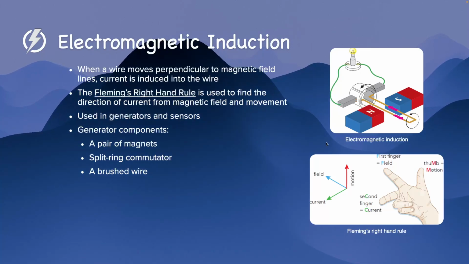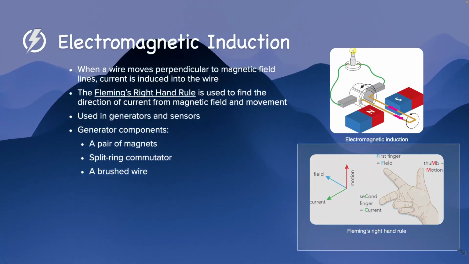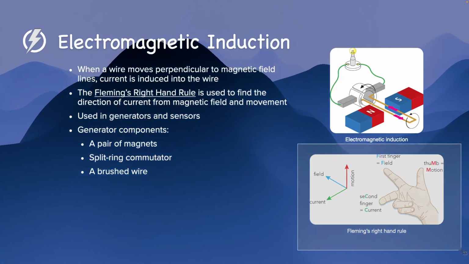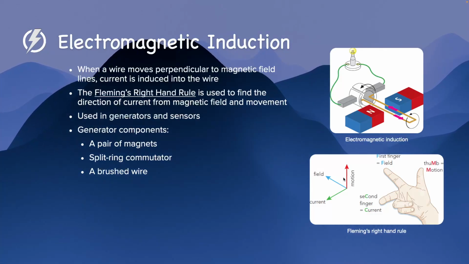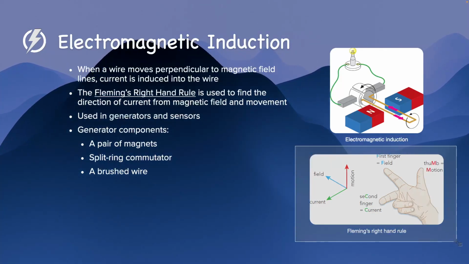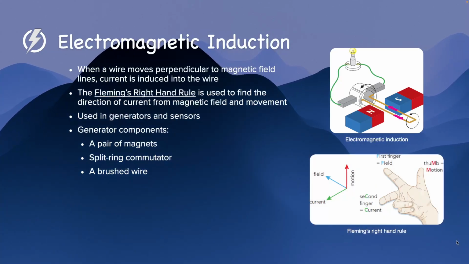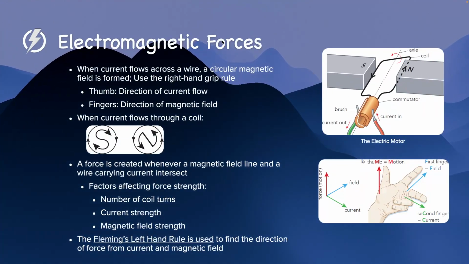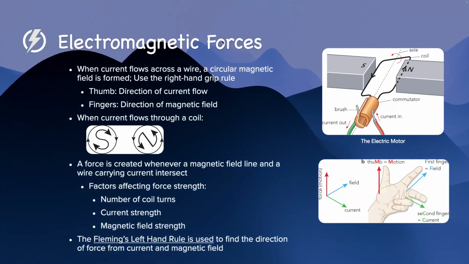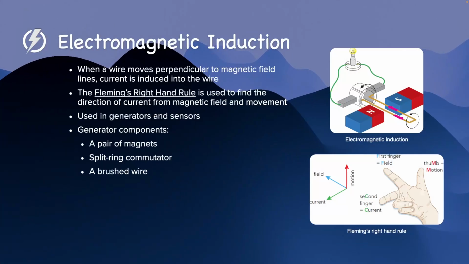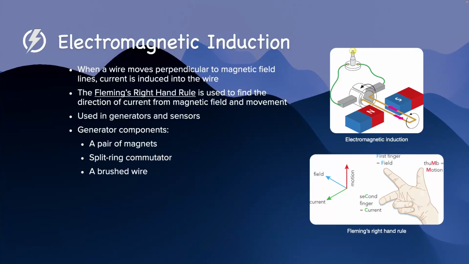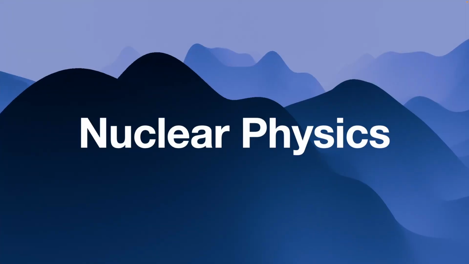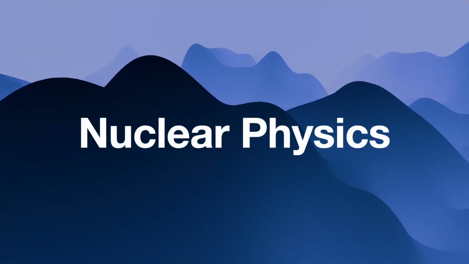In this case, we use Fleming's right-hand rule. And guys, do make sure to not be confused between the left-hand and right-hand rules. The right-hand rule is the one that you use when you're inducing current, but the left-hand rule is used when you're creating a force from electricity. So motors use the left-hand rule, but generators use the right-hand rule. Okay, moving on. Let's go to nuclear physics.